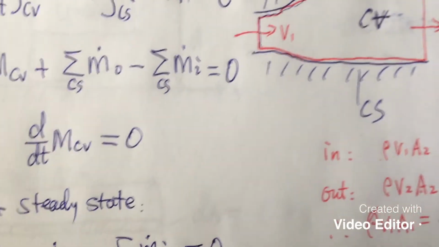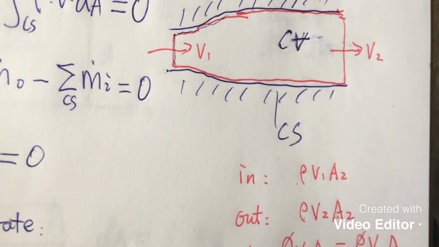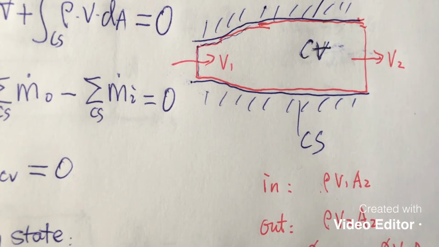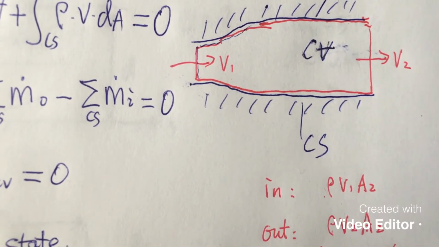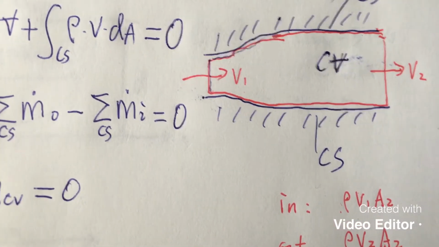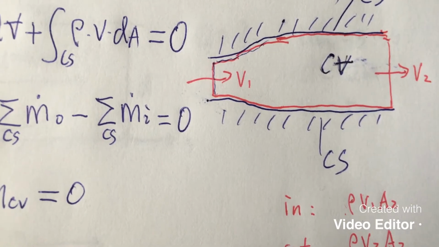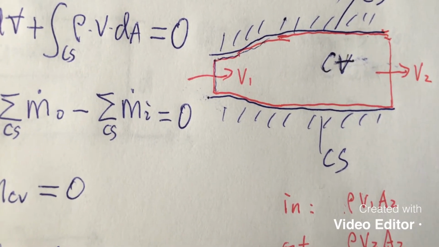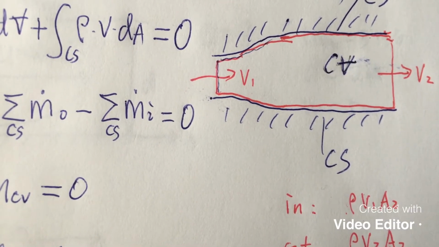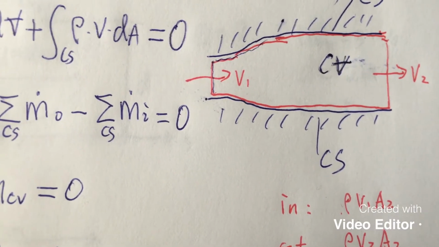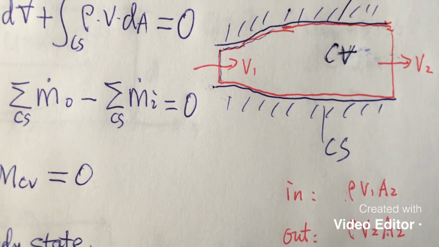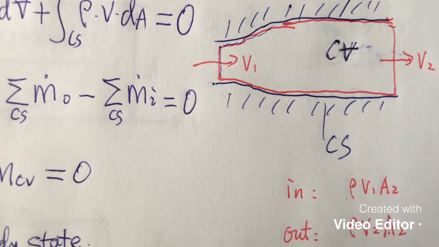For example, on this pipe problem. Is this problem steady state? I think so, because for this portion of pipe, the mass doesn't change. It's always filled with the fluid, right? If you weigh the portion of the pipe, it's always the same weight. In other words, the same mass. Mass doesn't change. So for this problem, it's a steady state problem.